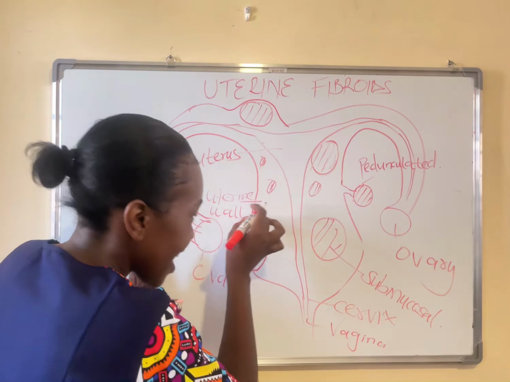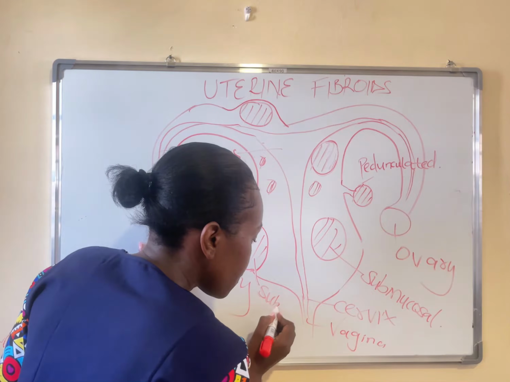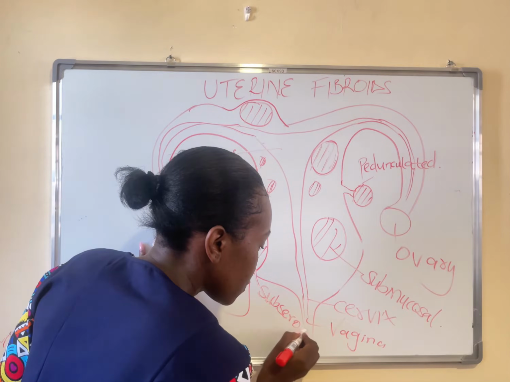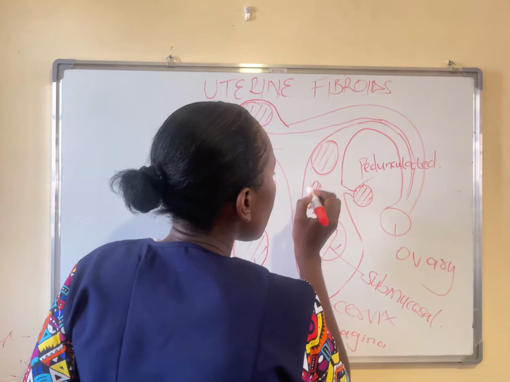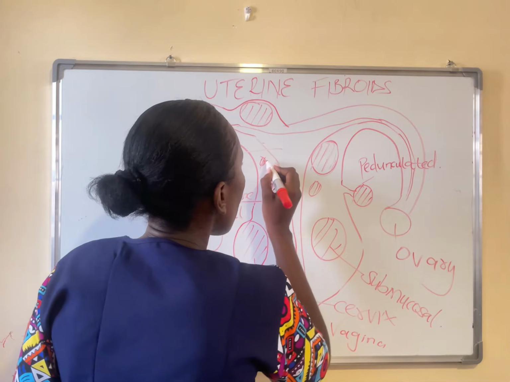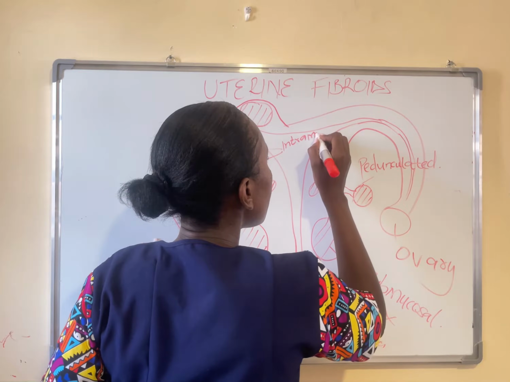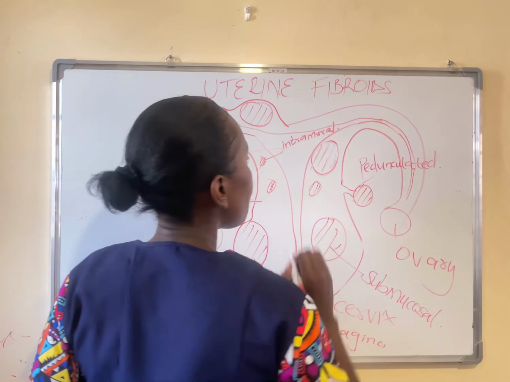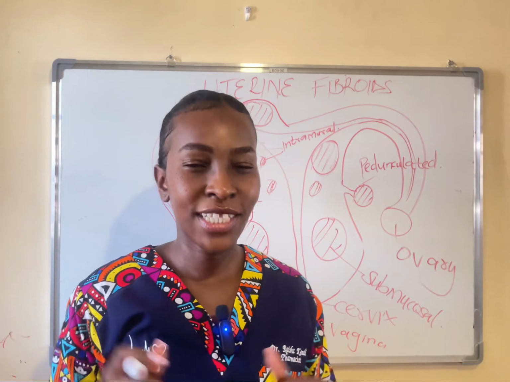This one that is at the edge of the uterine wall, we call a subserosal. And these small fibroids in between the uterine wall, we call intramural. And so those are the different types of fibroids that we have.